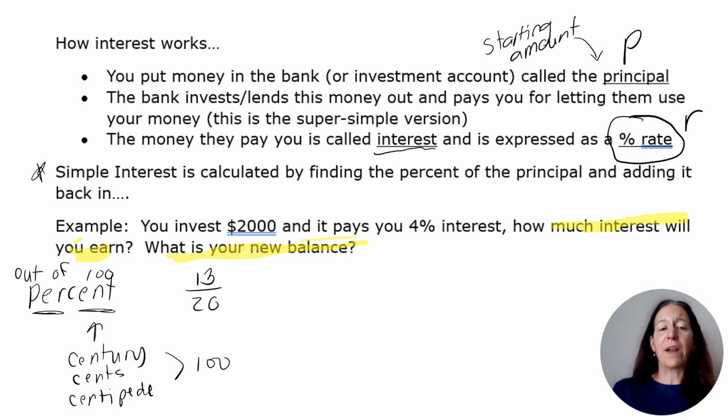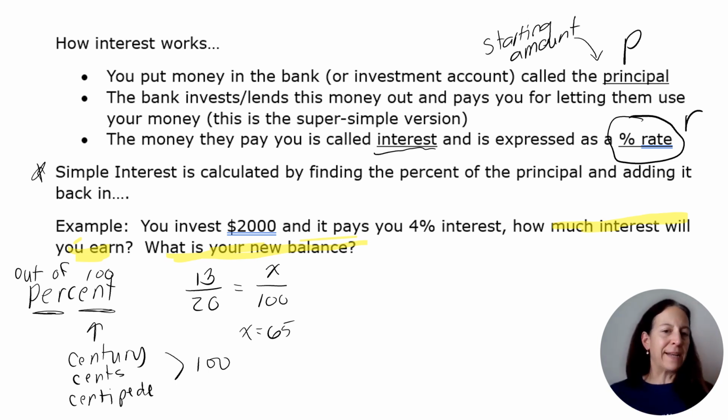You could do 13 divided by 20 and then multiply by 100. You could set up a proportion and say 13 out of 20 is what out of 100. And then you would get, I believe, 65. So that would be 65%, and so X would be 65. And so it's 65 out of 100 or 65%. So that's a little bit of background on what a percent is, and I hope that does make some sense to you.